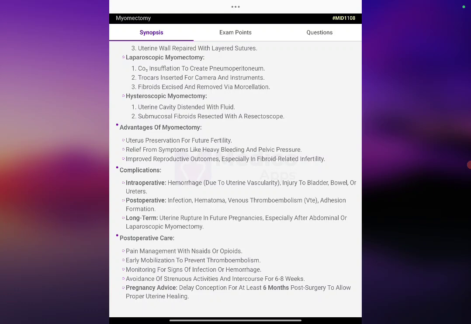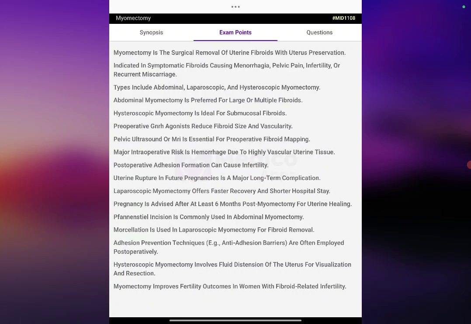Postoperative care. Pain management with NSAIDs or opioids. Early mobilization to prevent thromboembolism. Monitoring for signs of infection or hemorrhage. Avoidance of strenuous activities and intercourse for 6 to 8 weeks. Pregnancy advice: delay conception for at least 6 months post-surgery to allow proper uterine healing.